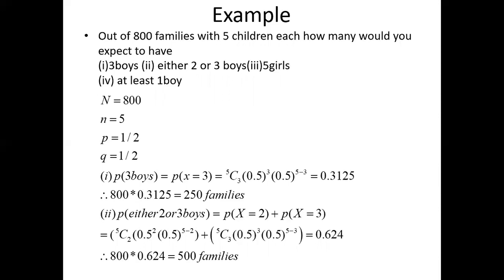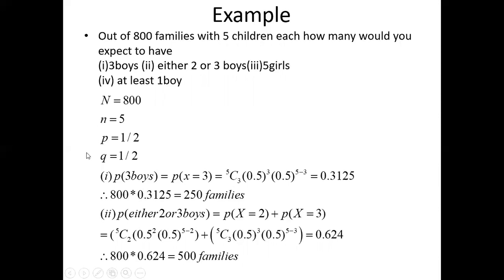Then first of all, what is the probability of 3 boys? That means probability of x equals 3. So 5C3, because the number of successes I require is 3 out of 5. So 5C3, 0.5 whole cube into 0.5 power 5 minus 3, which is equal to 0.3125, the probability of 3 boys in each family. Like that I have 800 families, so 800 into 0.3125, so approximately 250 families are there with 3 boys.